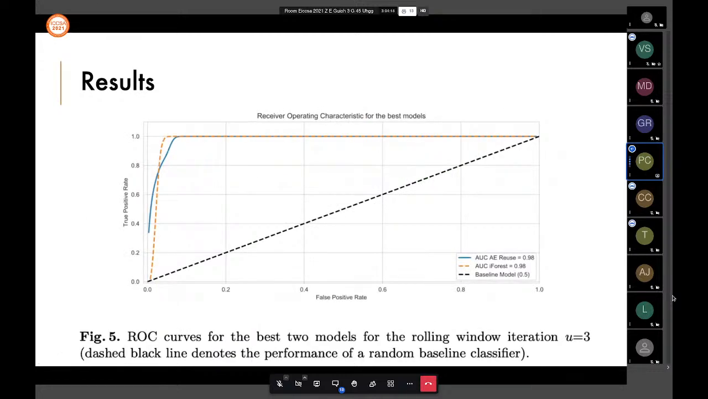In this example, we show a particular ROC curve for iteration 3, and it shows the discrimination capability of two selected classifiers, the autoencoder and iForest. The results are very similar. What happens here is that in this particular case, the autoencoder is slightly more sensitive, and the isolation forest is slightly more specific. But both are much better than the random classifier, which is provided by this baseline model.